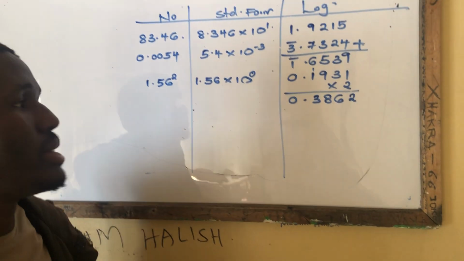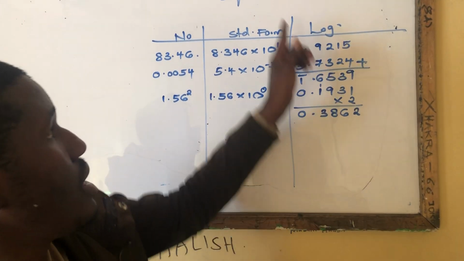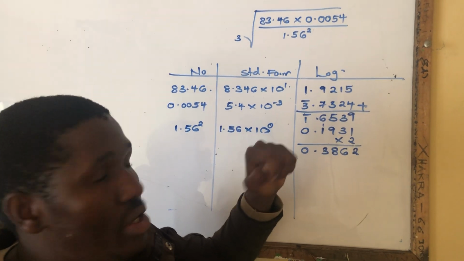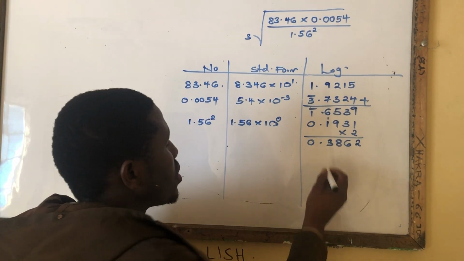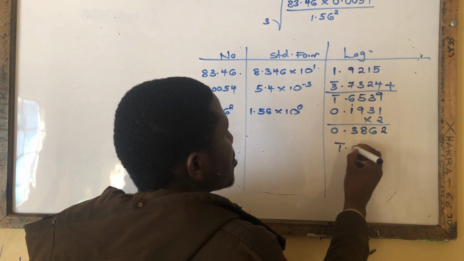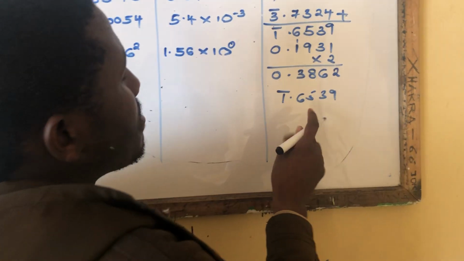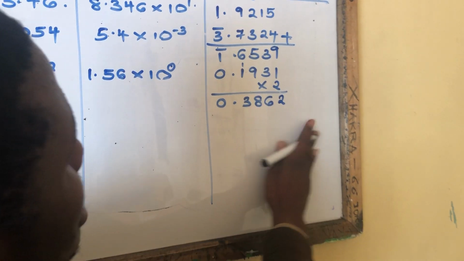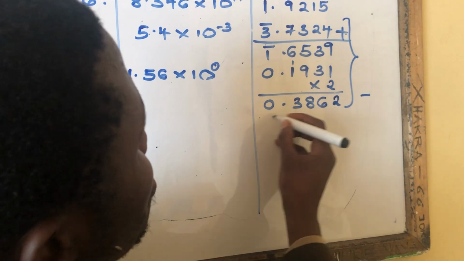What do we do with this one? Take note, like we already agreed, division in logarithms will translate into subtraction. So the answer which we obtained from the numerator, which was about 1.6539, will then be subtracted from the number we are having here. Because of the limited space, just allow me to take this shortcut, please. We are going to subtract.